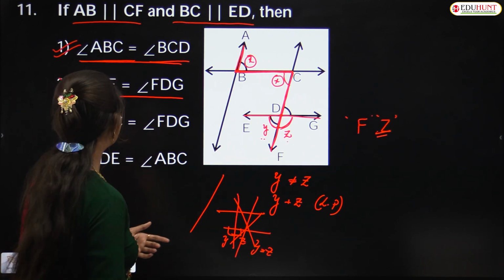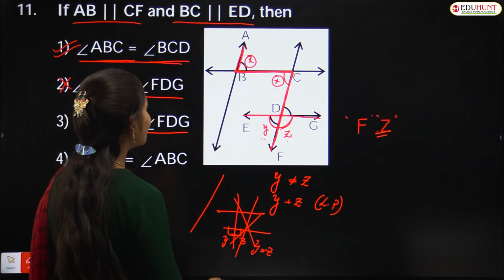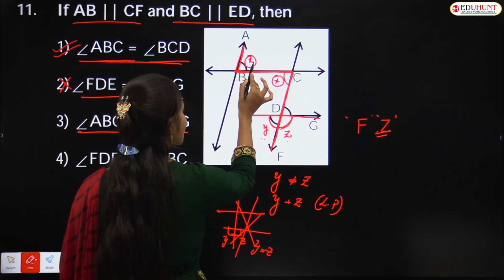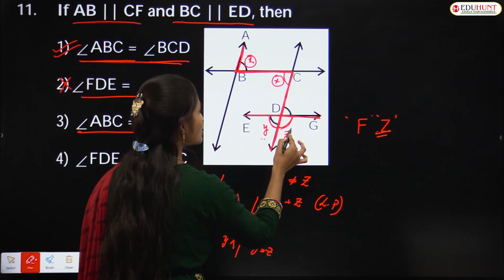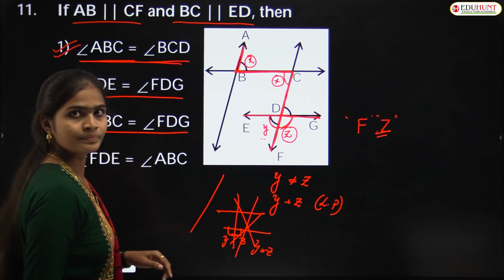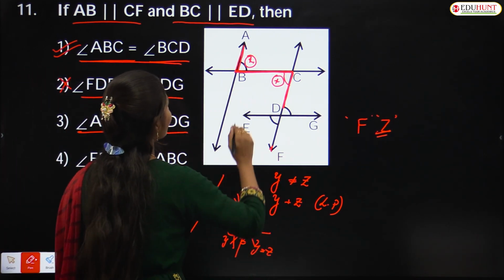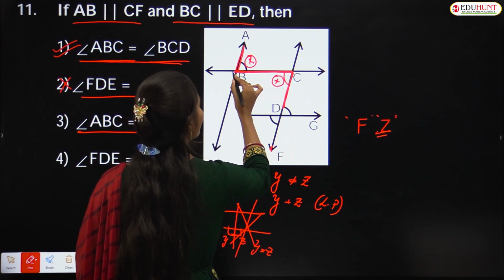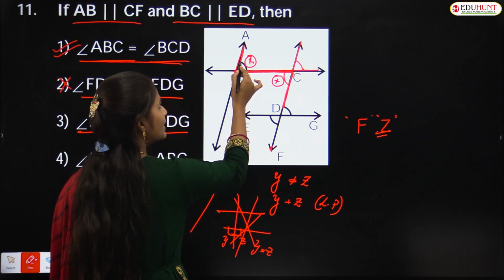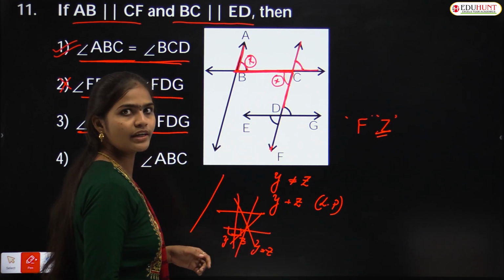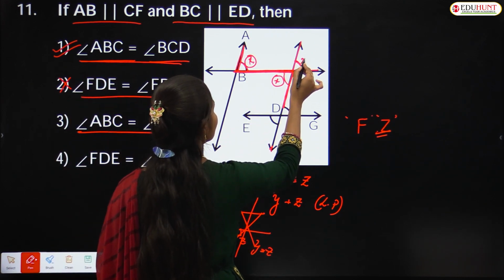Come to the third one. Angle ABC is equal to angle FDZ. Angle ABC is x, which is equal to FDZ. Here the angle is Z, we took that one. Just observe that here this is x, and when you observe these two lines, we can observe one more angle. These two become corresponding angles only, no? Because we can observe one F shape and these two angles are equal, we can write.